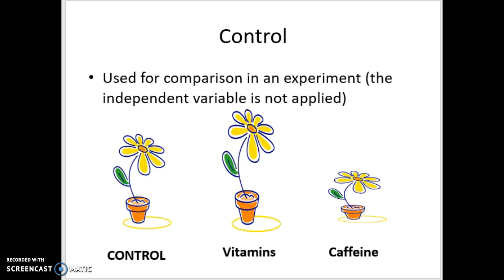Okay, because how do I know the vitamins, for example, helped the growth of the plant if I didn't compare it to my control? Or how do I know my caffeine hindered the growth of the plant if I didn't compare it to my control? Okay, so that's what a control is used for. It uses evidence to show that the experiment did or did not work, as you can see when you compare it to the control.